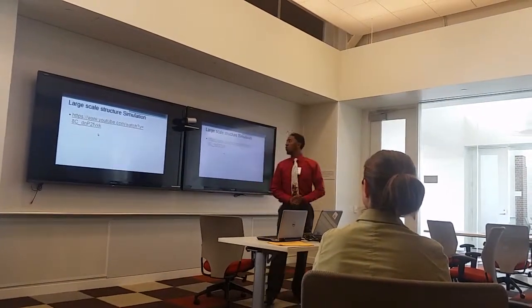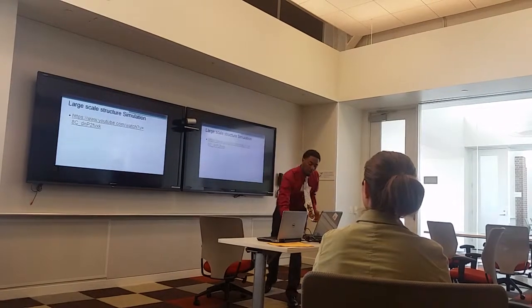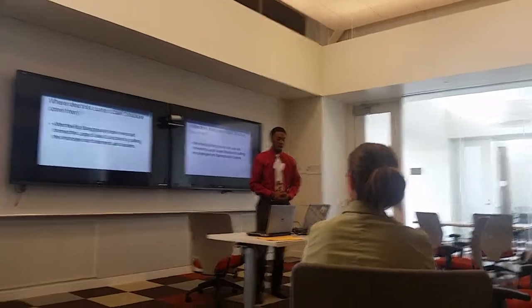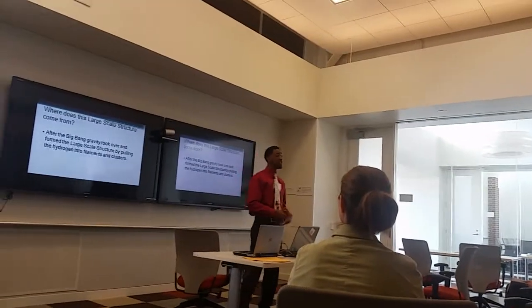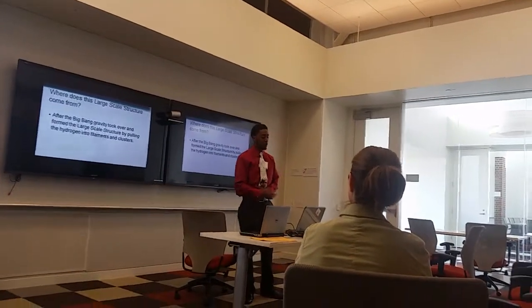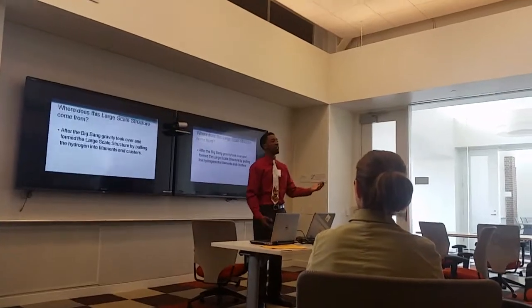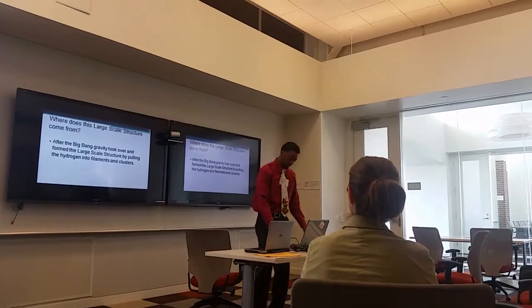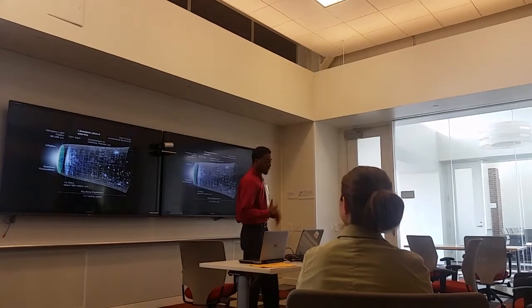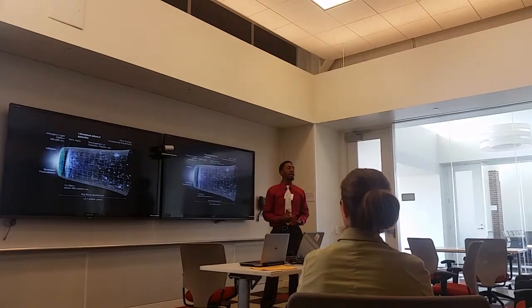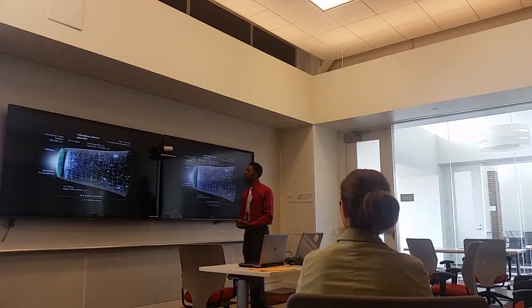And so, what astronomers like to ask is where does the large-scale structure come from? How are we able to see this structure? A quick explanation is after the Big Bang, gravity took over and formed the large-scale structure by pulling the hydrogen into filaments and clusters, as we see in the simulation that I just showed you guys. And so here's a picture. It's a 3D picture of the space and time of the universe.